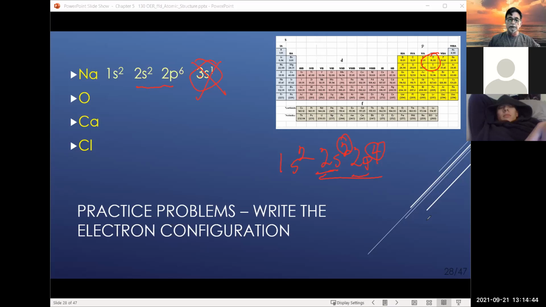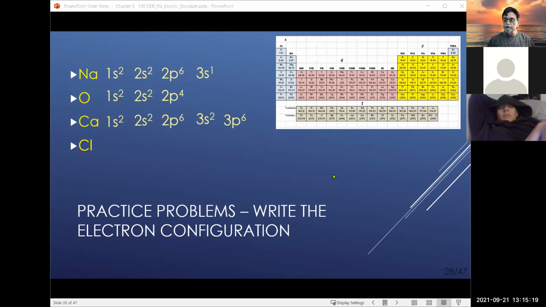Okay, let's go. Oxygen, we just did that. Calcium, like sodium, is in the fourth energy level, and it's in the second column of the S elements. So that would be 4S2. That's the valence shell, the outermost shell, and everything else is filled in.